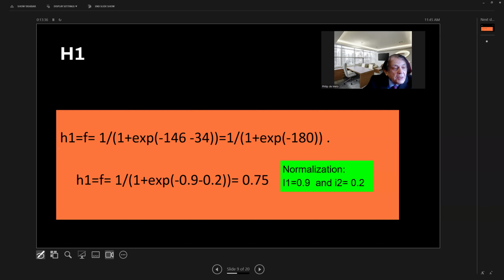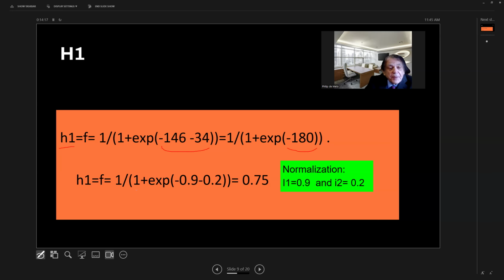Okay, so we will put H1 in this formula because f, we know, is the activation function. It is 1 divided by 1 plus the exponent of x. In our case, it is I1, which is 146 for glucose, and also 34 for BMI. So we have this value in the argument of the exponential function. It becomes negative 180. Negative 146 and negative 34 gives you negative 180.